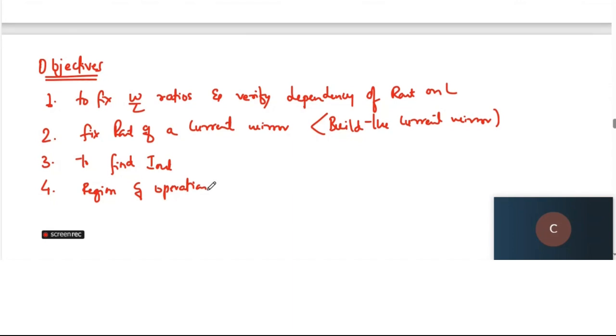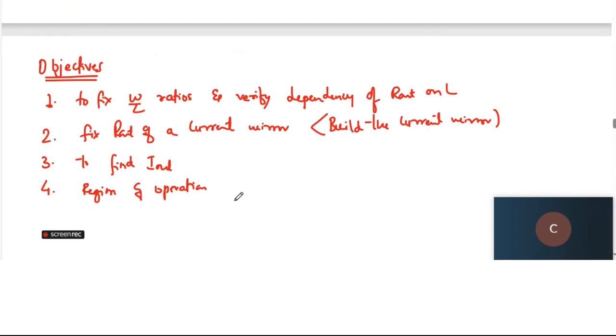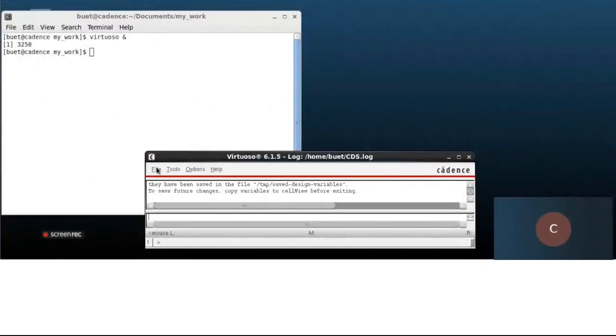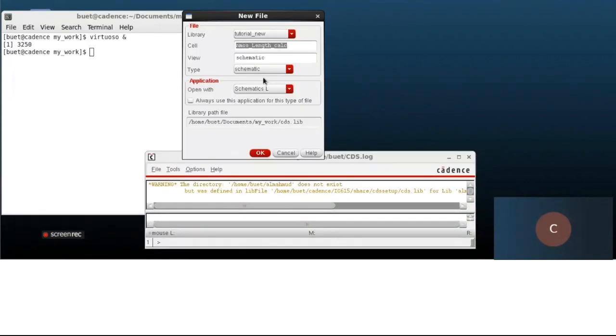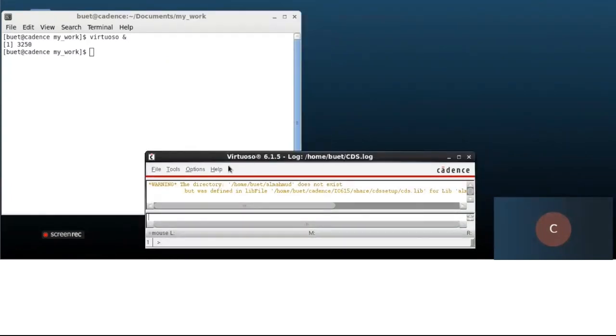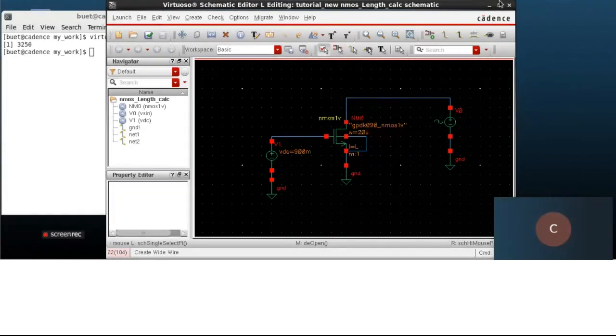Fine. So first, let's fix and figure out the W by L ratio for a particular MOSFET, and that particular MOSFET we will use in our entire exercise. So let's go to the Cadence tool. We did that exercise, right? So I'll just open up that NMOS length calculation cell view. Yeah. So we have this particular MOSFET.